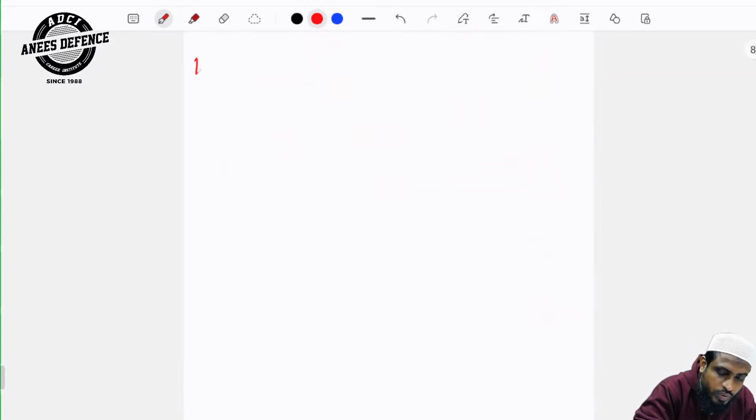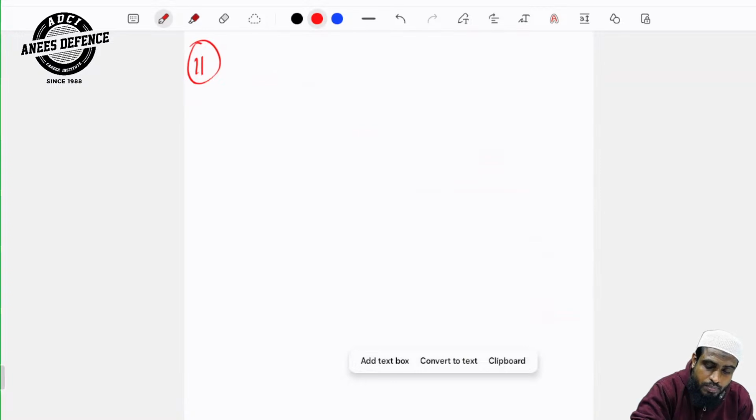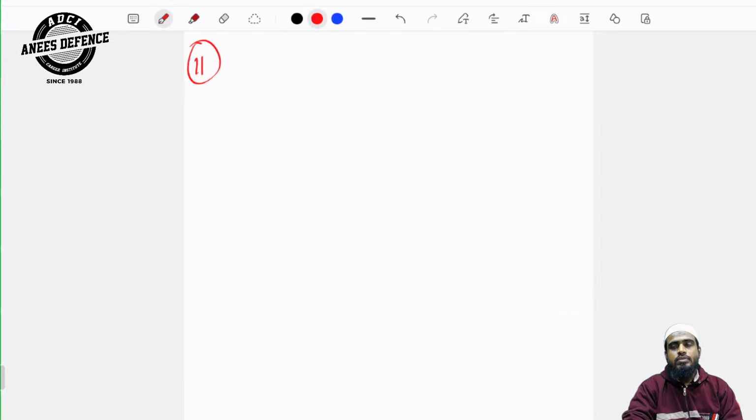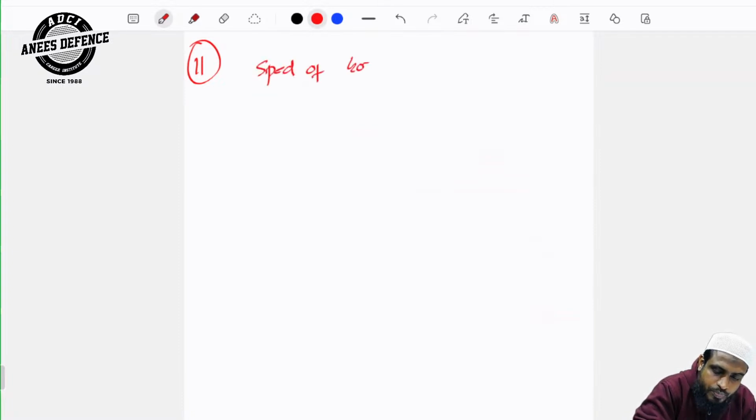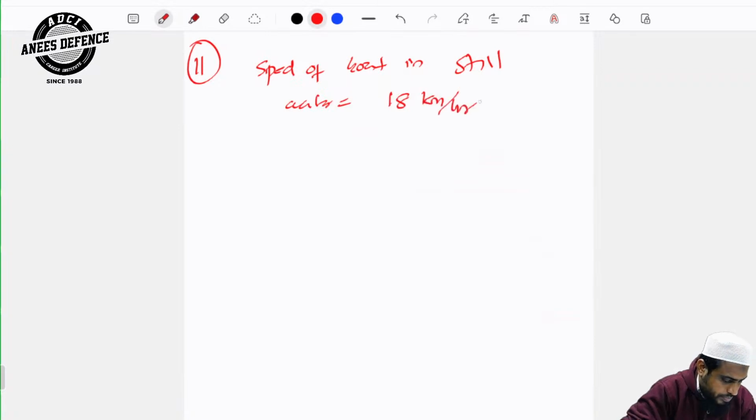Next question. Question number 11. The speed of a boat in still water is 18 kilometer per hour. Still water means not flowing, like a lake. If you are keeping the boat in a lake, the boat speed is 18 kilometer per hour. And the rate of current is 14 kilometer per hour.